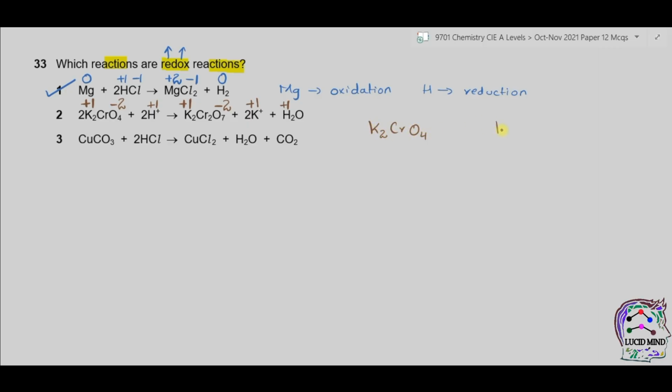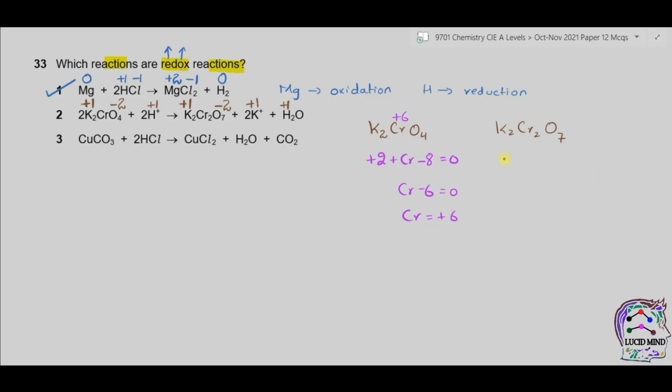Second one is K2Cr2O7. We have 2 potassium. For 1 potassium it is +1, for 2 it will be +2. We have chromium, we have 4 oxygen, so it will be -8 for 4. Overall charge is 0. So chromium -6 equals 0. Chromium will be +6.